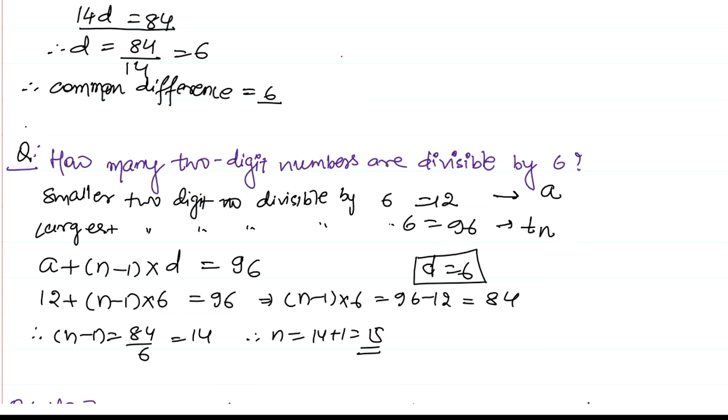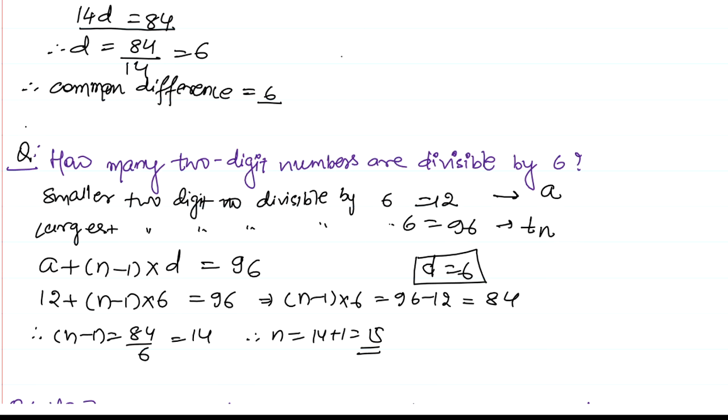But what about the largest two-digit number? Go ahead. What is the largest two-digit number? 99. But is 99 divisible by 6? No. Is 98 divisible by 6? No. 97? No. 96? Yes.